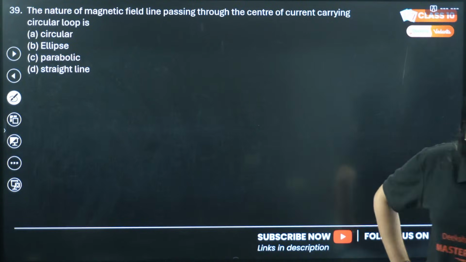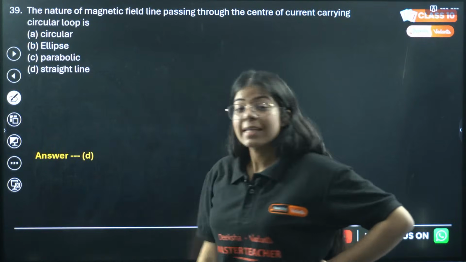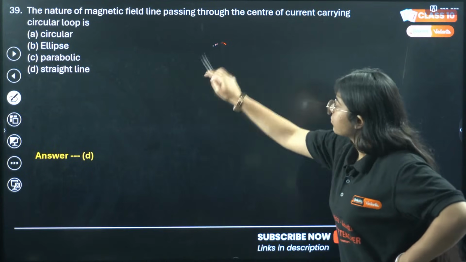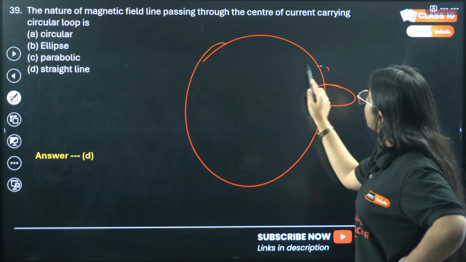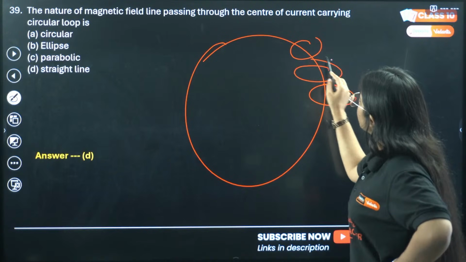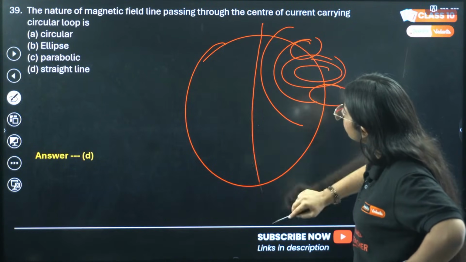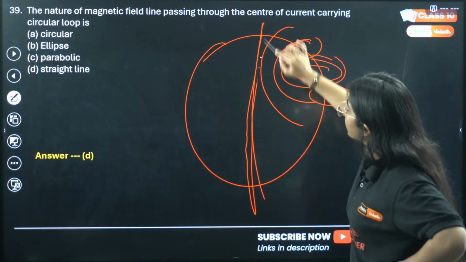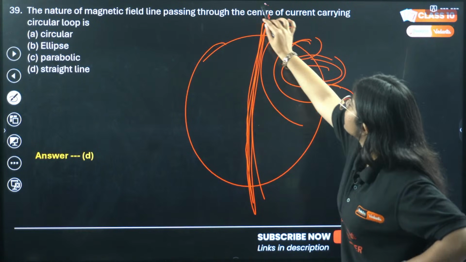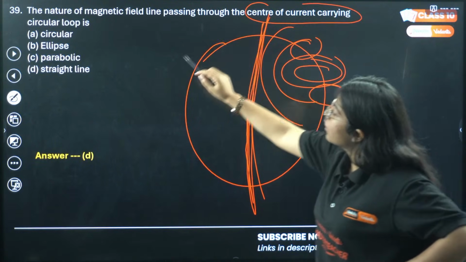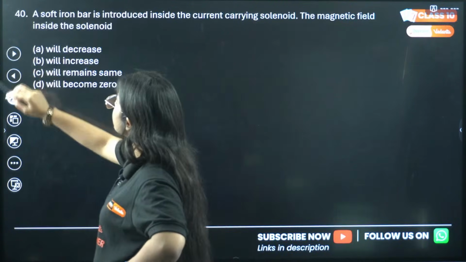Okay, let's see the answer. Answer is actually D. Why? This is my circular loop. All the magnetic field lines are like this. So this is how they go, until it reaches the center. It becomes a straight magnetic line. That's why the field line passing through the center of a current carrying circular loop is a straight line. Correct? Let's move on to the next question.